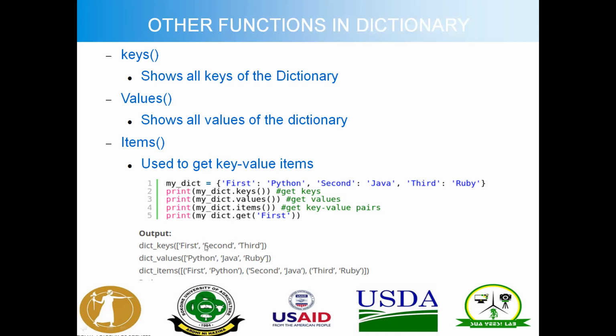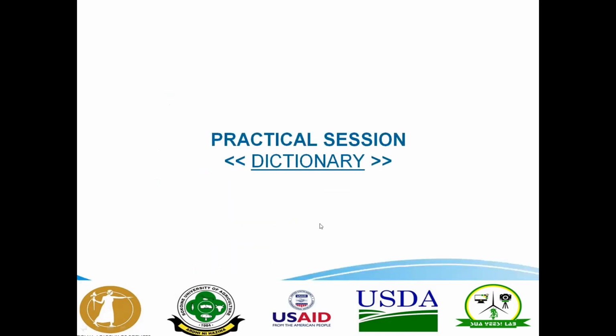So for example, here to print first, comma, Python, it means there is a key first with the value Python. There is a key second with the value Java. There is a key third with the value Ruby. That is how you can use the items function. And the get function, of course, we have already discussed. It is just used to get the value by specifying the key. Okay, now after that, let's go to the practical session.